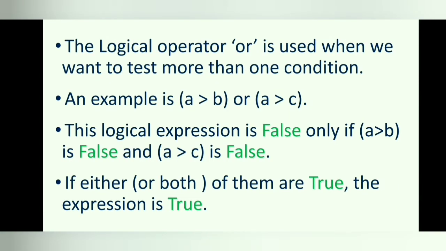The logical operator OR is used when we want to test more than one condition. An example is A is greater than B or A is greater than C. This logical expression is false only if A is greater than B is false and A is greater than C is false. If either or both of them are true, the expression is true.